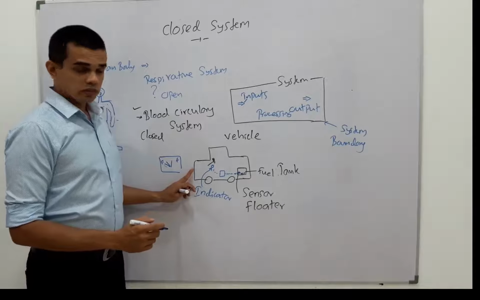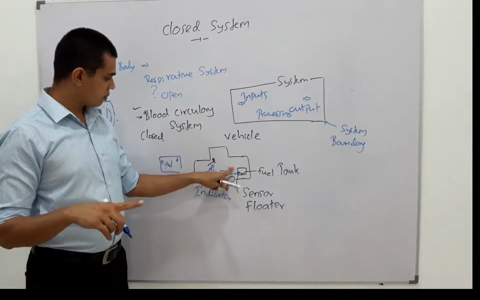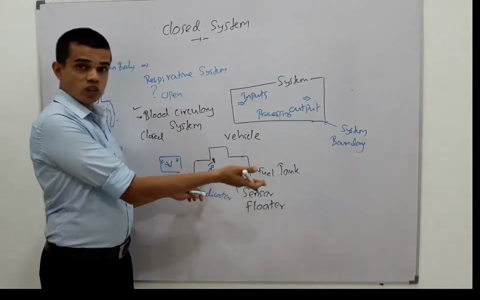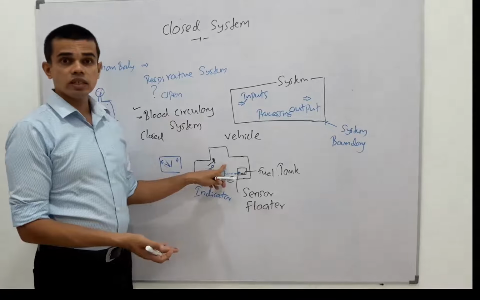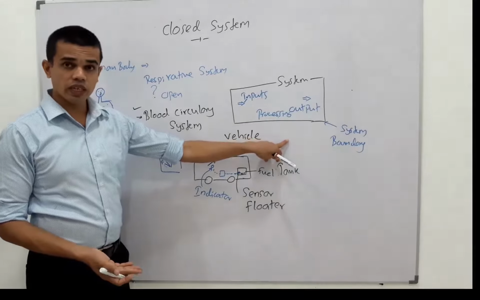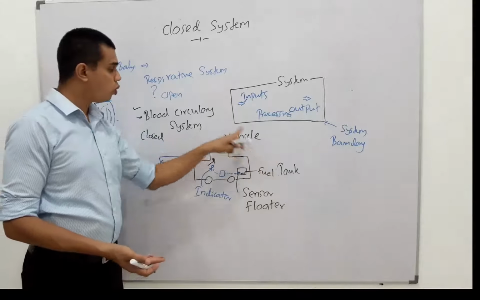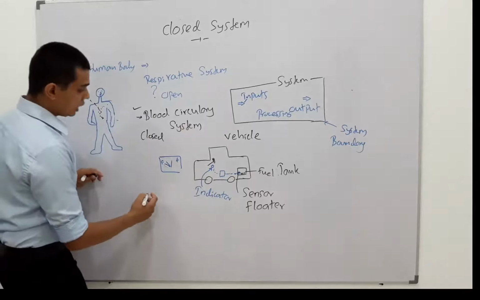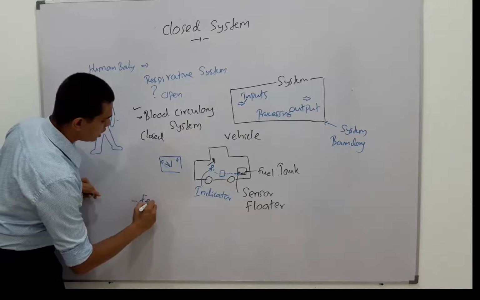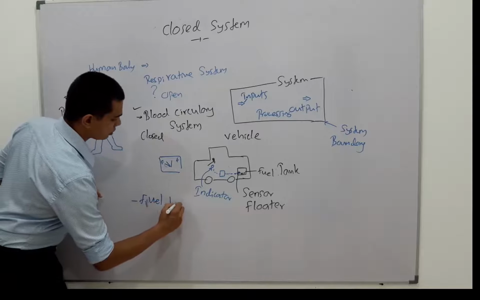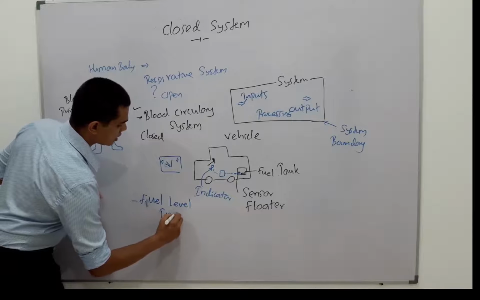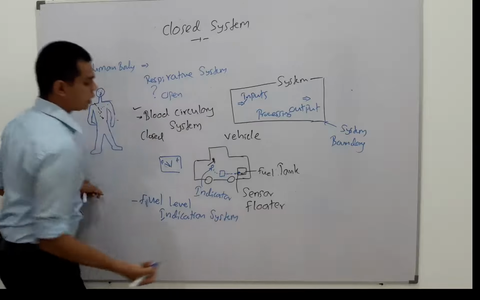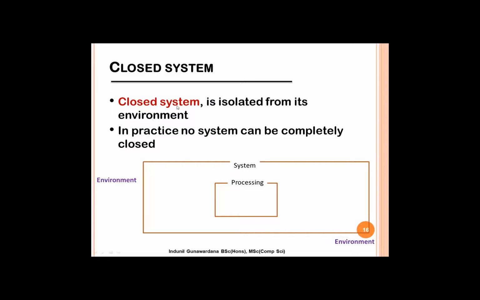Now this system has a sensor, which is the input. It has an output, which is the indicator, and it has a processing unit to check how much fuel is there. Is it taking inputs from outside the vehicle and giving outputs to the outside, or are all of them handled inside the vehicle itself? All of them are handled inside the vehicle. So another example here is the fuel level indication system of a vehicle, which is also a closed system.